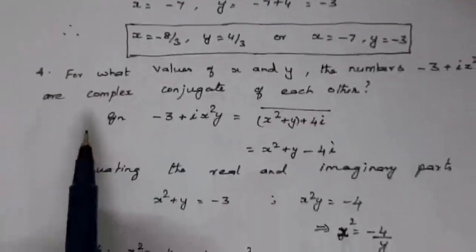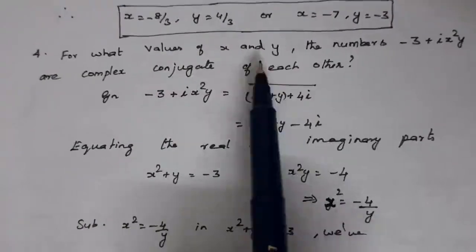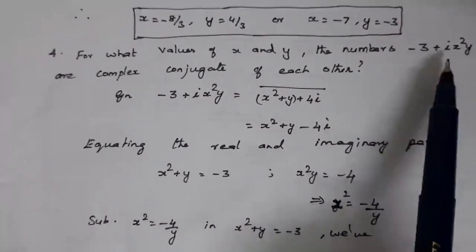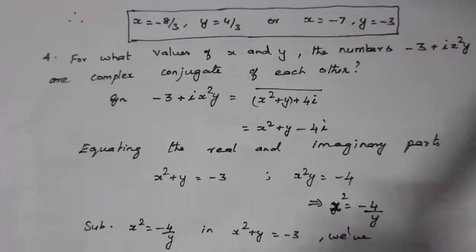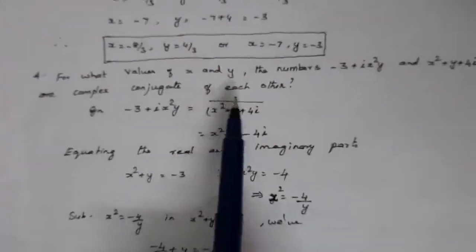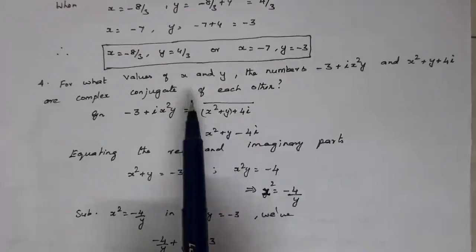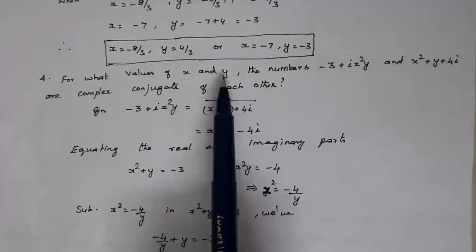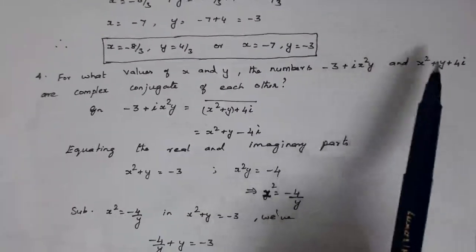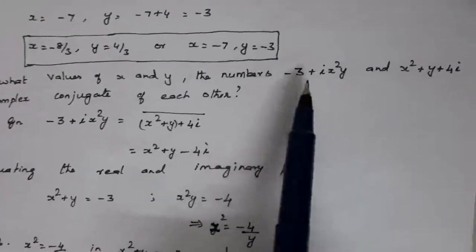Now coming to the fourth one. For what values of x and y are the numbers minus 3 plus i x squared y and x squared plus y plus 4i complex conjugates of each other? Here you have to find the value of x and y such that one number is the conjugate of the other. So let us take this number as the conjugate of that one.